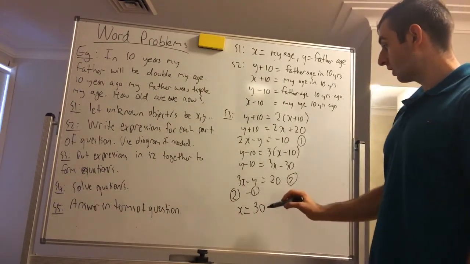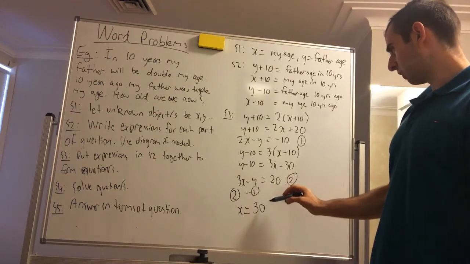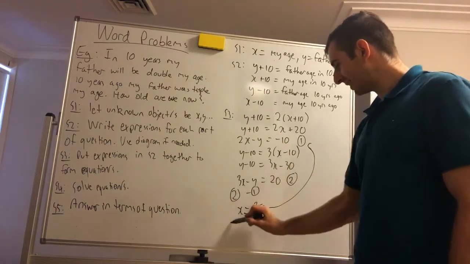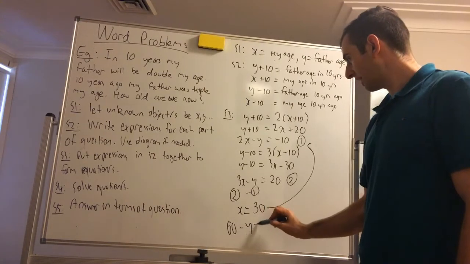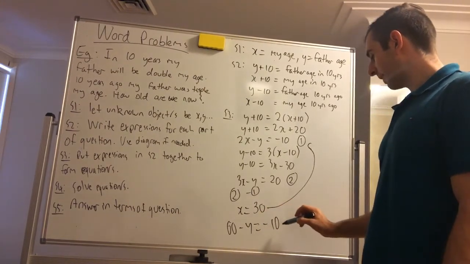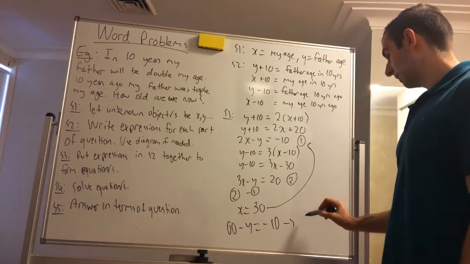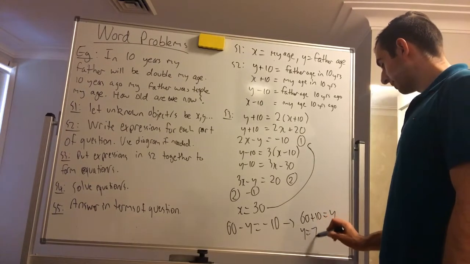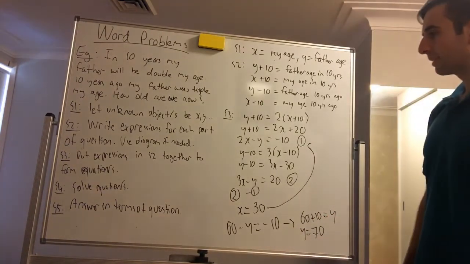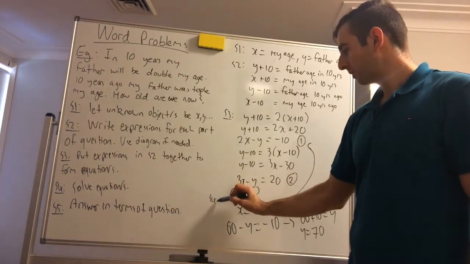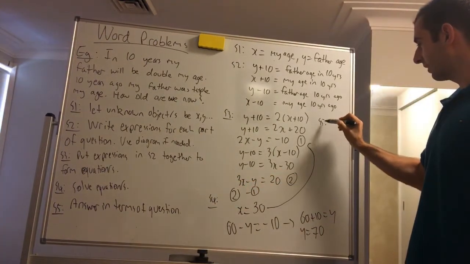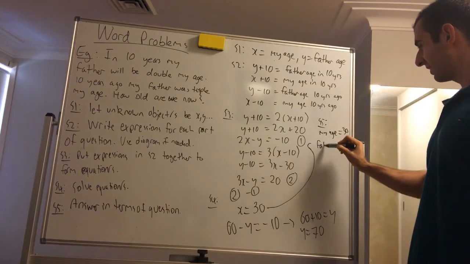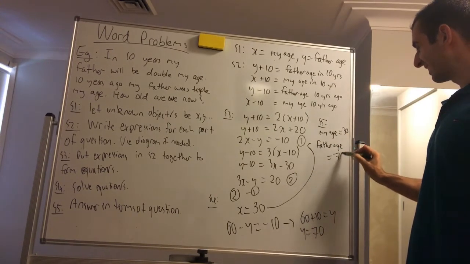Now to get the father's age, we can just substitute this into 1 or 2. What's easier? Probably just put it into 1. So 2 times x is 60, minus y equals negative 10. So if I rearrange, we get 60 plus 10 equals y, and y equals 70. So I'm running out of space here, but this was step 4. And in step 5 I'll put it up here. So we include my age is 30 and the father's age is 70.